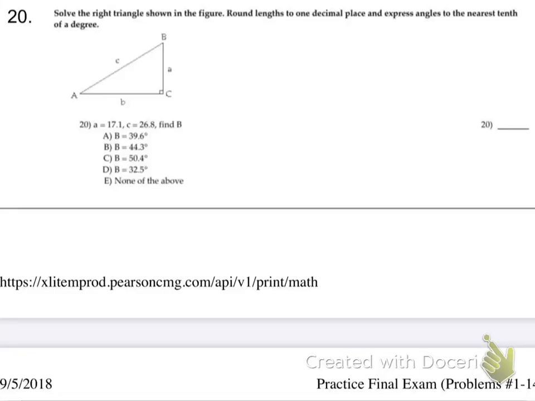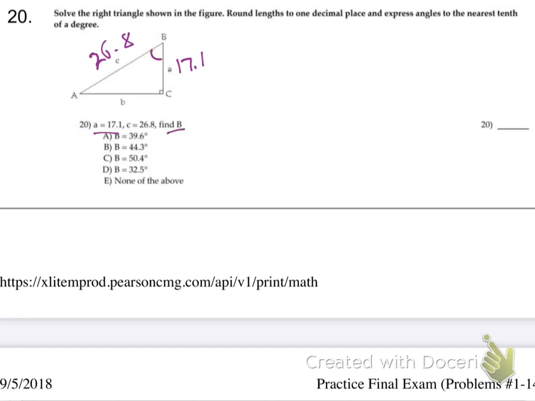Okay, so here's number 20. They're giving me A is 17.1, so this side is 17.1. Little c is 26.8, like that. And we want to find capital B. We want to find this side here.